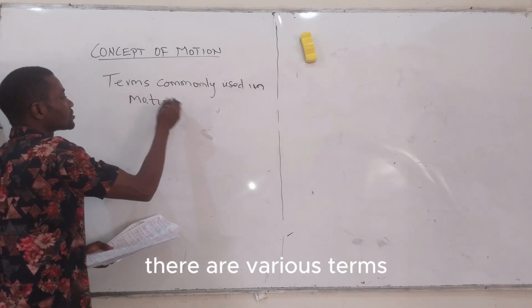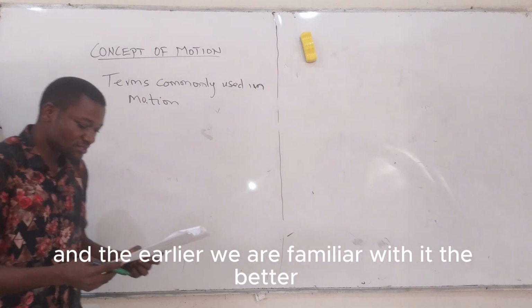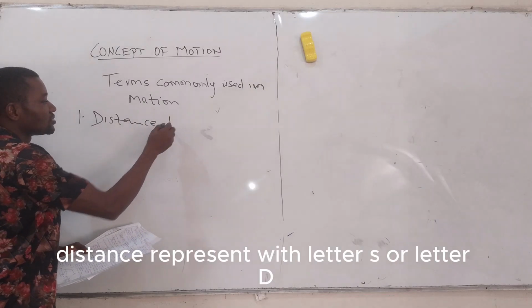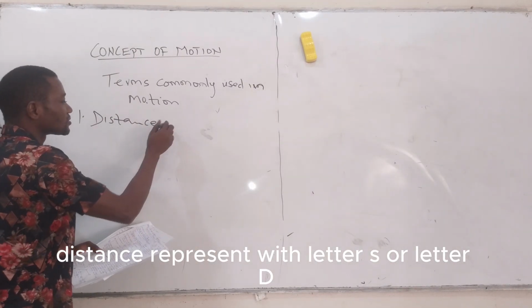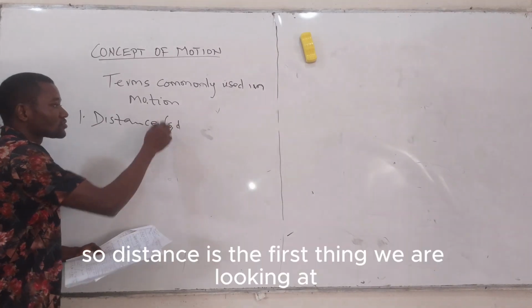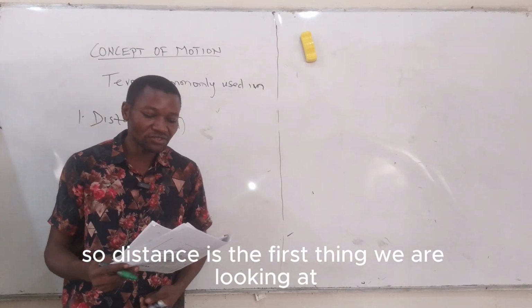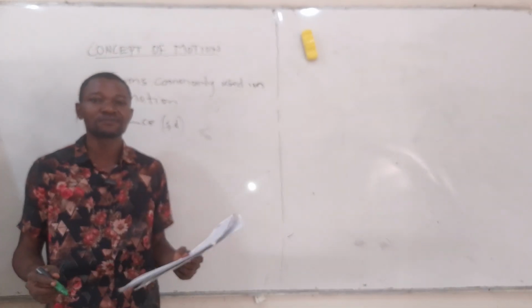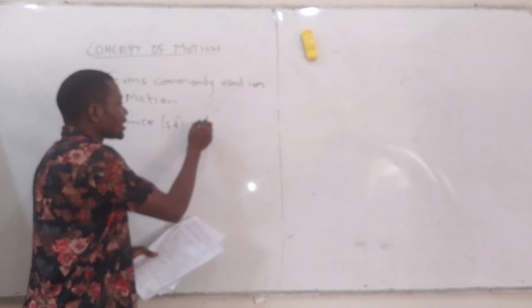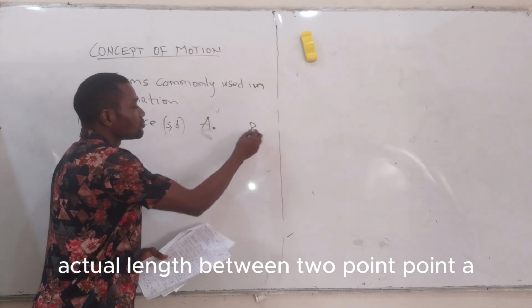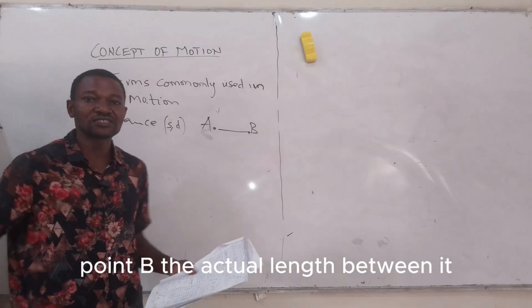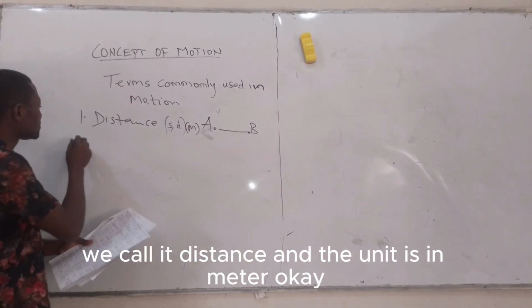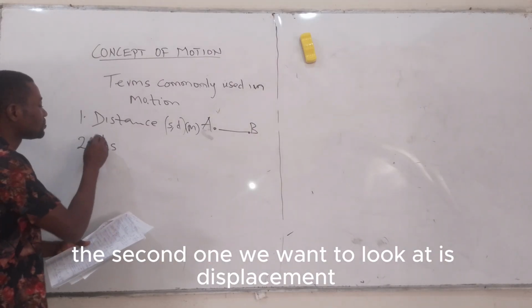There are various terms, and the earlier we are familiar with them, the better. The first one is distance. Distance is represented with letter S or letter D. And what is distance? It is the actual length between 2 points in a specified path. Point A, point B, the actual length between them, we call it distance, and the unit is meter.